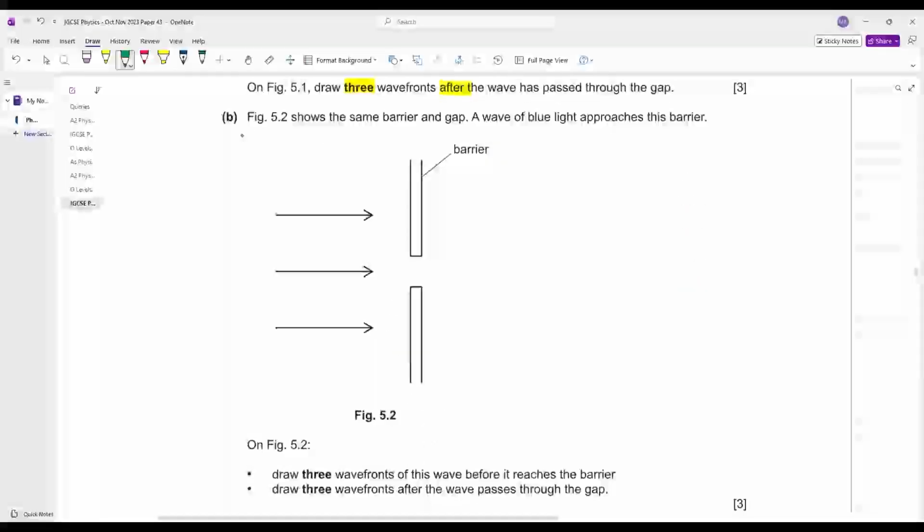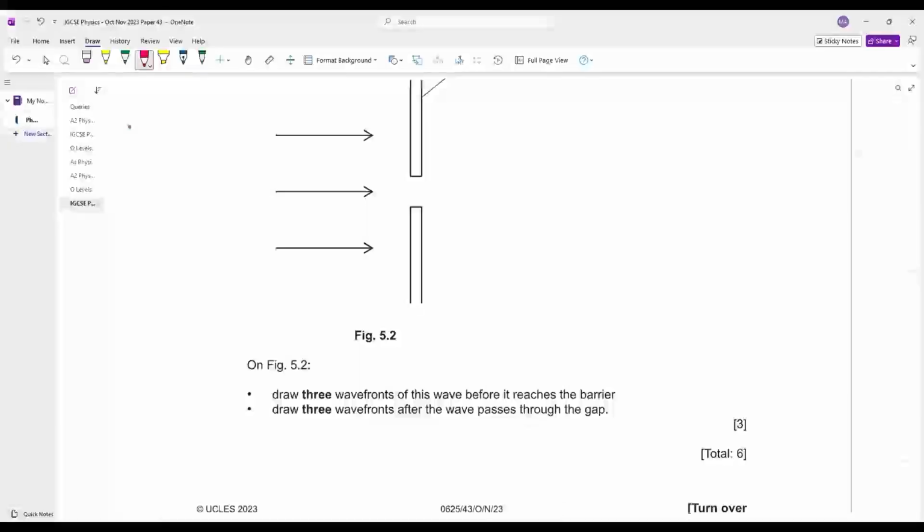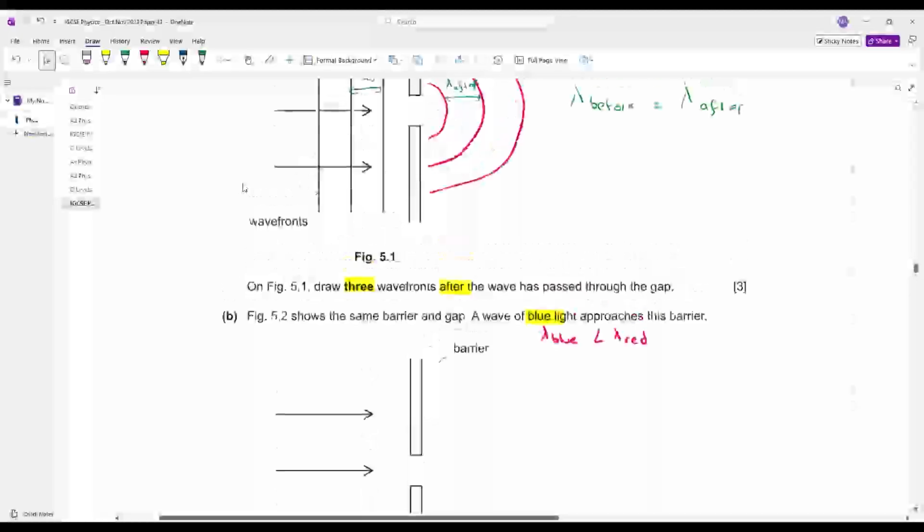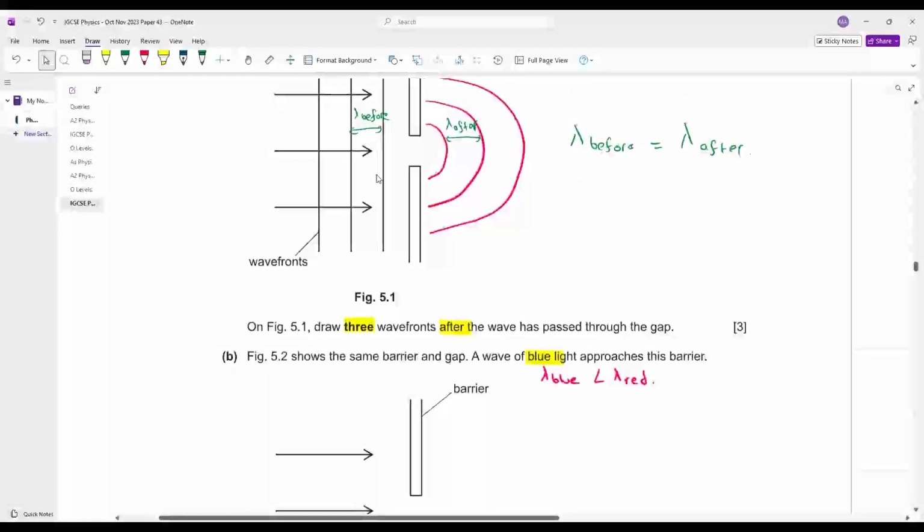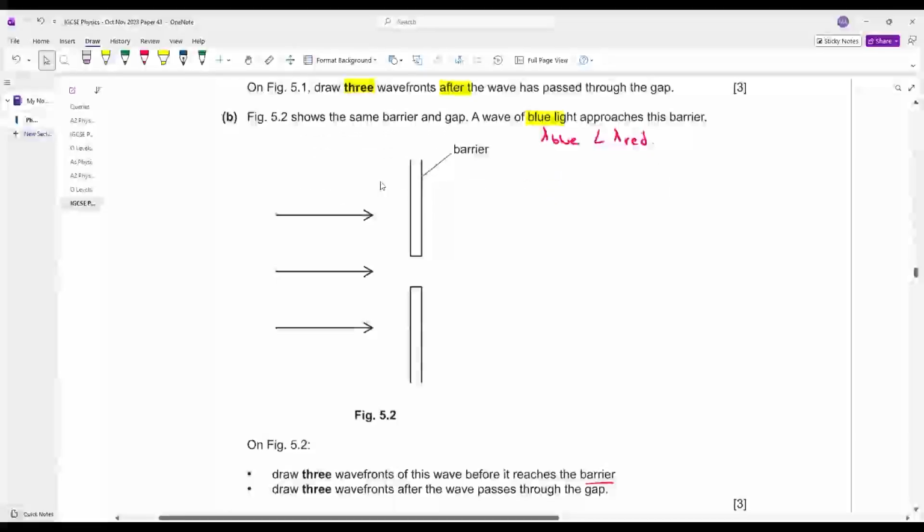Let's further move ahead. Figure 5.2 shows the same barrier and gap. A wave of blue light approaches this barrier. Okay. What do you remember from the electromagnetic spectrum? Blue light's wavelength is less than the wavelength of red light. Okay, let's see. Draw three wavefronts of this wave before it reaches the barrier. Now the wavefronts you draw will have a wavelength less than that of red light. Somewhat like this.